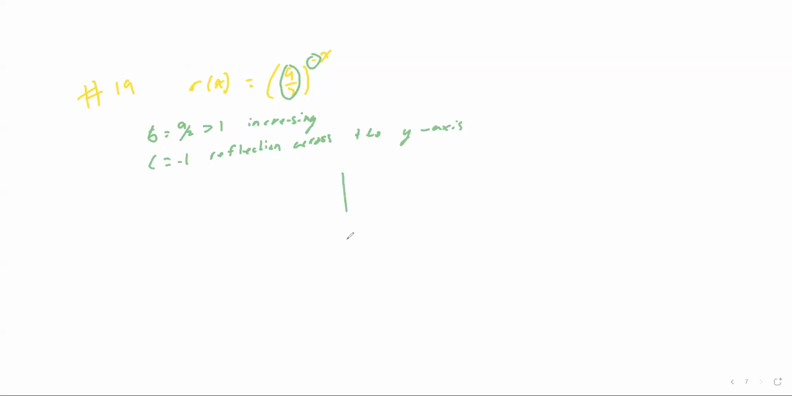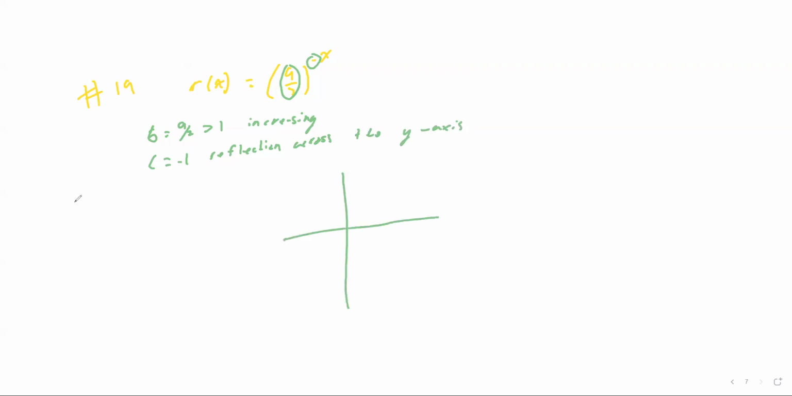Oh, you know what? Actually, there's one more example that y'all would see. So here we go. Let's look at number 19. So r of x equals 9 over 2 raised to the negative x. Again, when working through this, I see that this is my b. That is greater than 1, so it's an increasing function. I see that my c is equal to negative 1, so it's a reflection across the y-axis. No other things are happening.